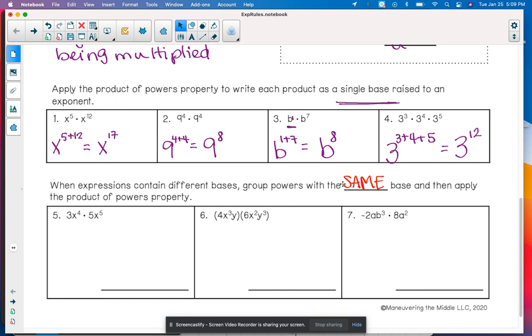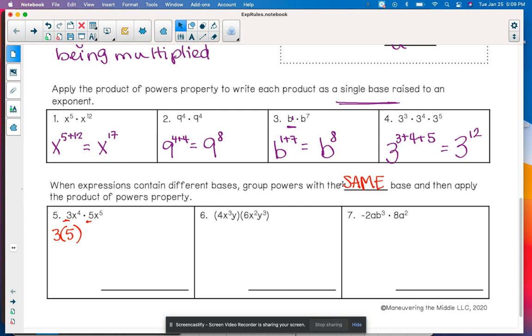So if I look at number 5, I'm looking for basically common bases. If it's a plain number, we have 3 and 5. We are going to multiply those two together, so we're going to group those, 3 times 5. And we'll simplify this once we group everything together.